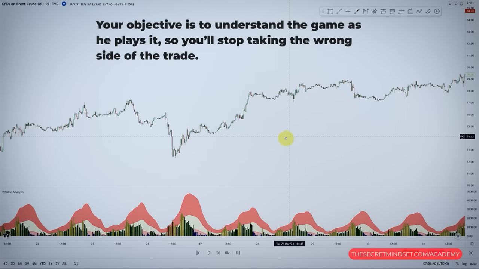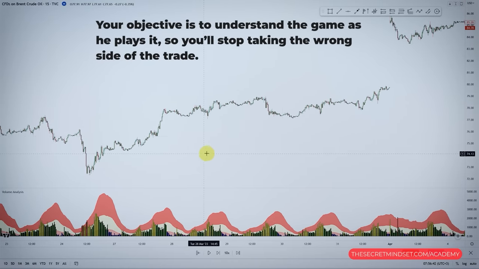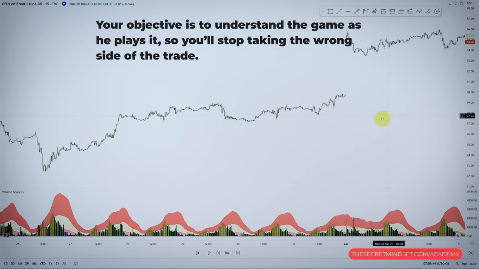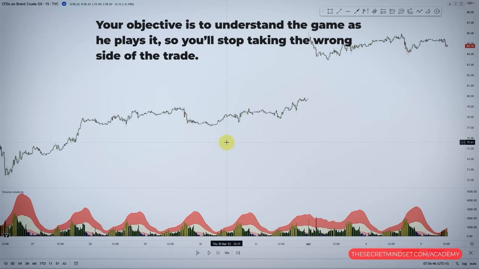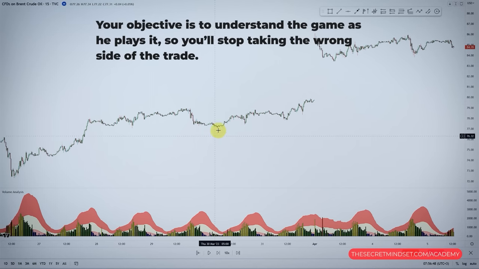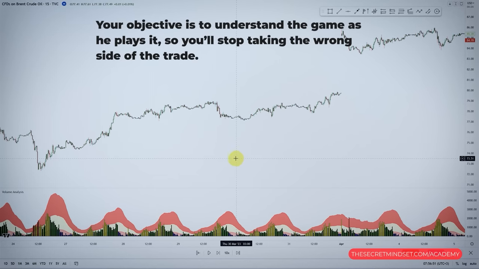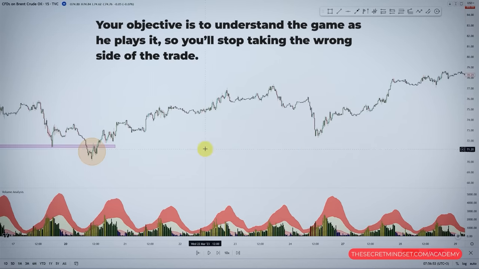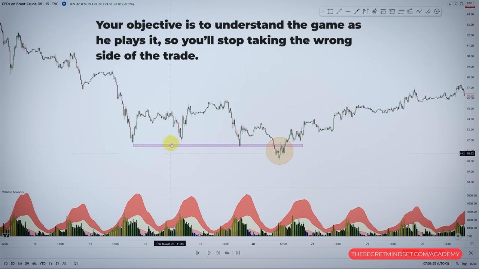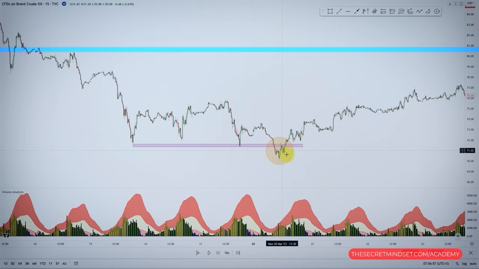If you don't understand the game as he plays it, you'll take the wrong side of the trade and you'll sit in front of the screen desperate that the market moves once again against your position. In order to understand the behavior of the composite man, you need to understand the concept of liquidity.